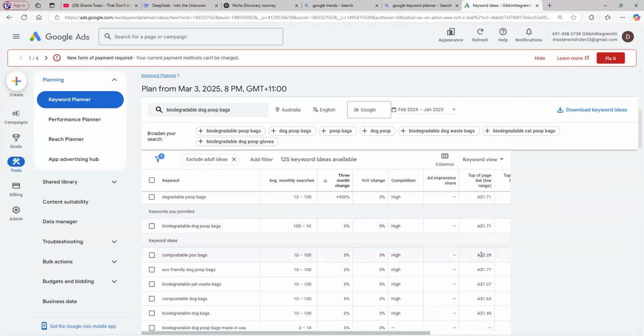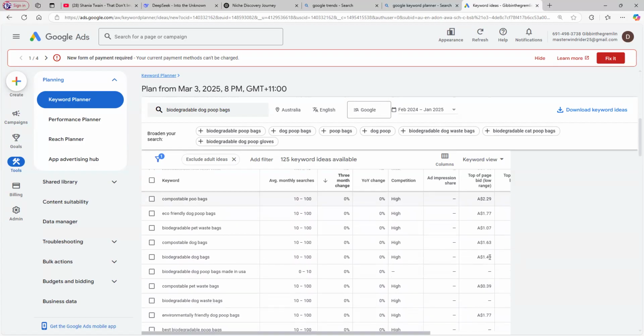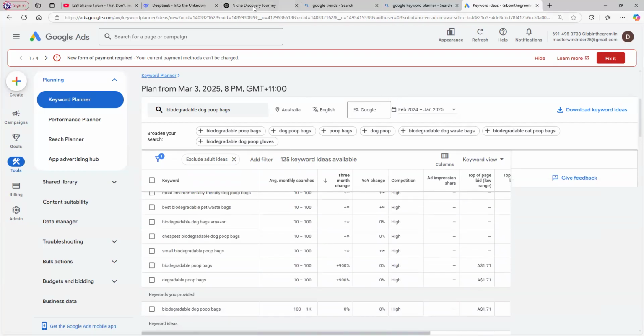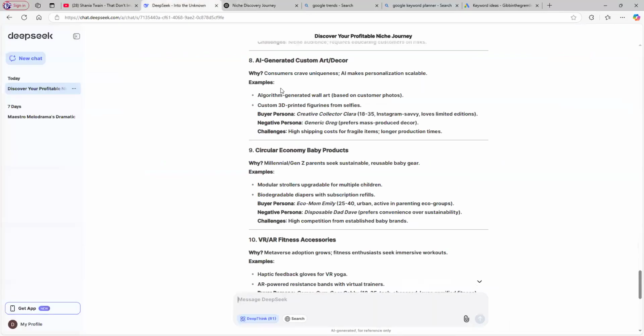That one is, I wouldn't go for this one. Compostable poop bag, simply because of how high this price of $2.29 is what you're going to have to beat to be able to have people see your ads on Google. But this is just an option. This is how you do your research. You use niche and you build upon it.